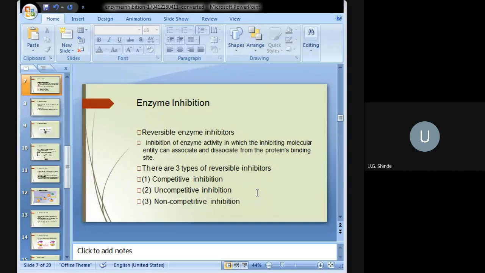Understand this, now we will see some animations which are helpful to understand the concept of reversible enzyme inhibitors. Okay, so now we will see the animation regarding enzymatic inhibition. So wait a minute, I will share it with you.